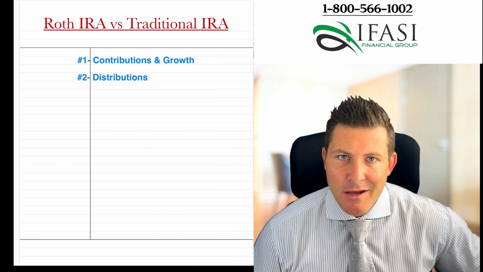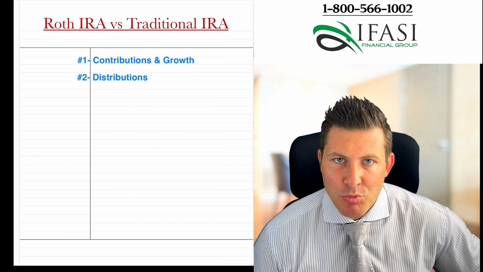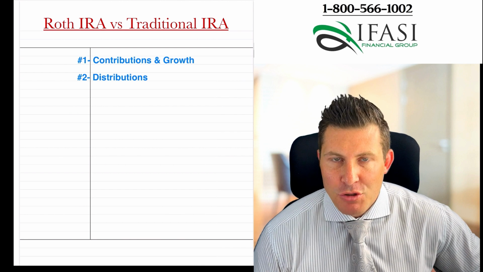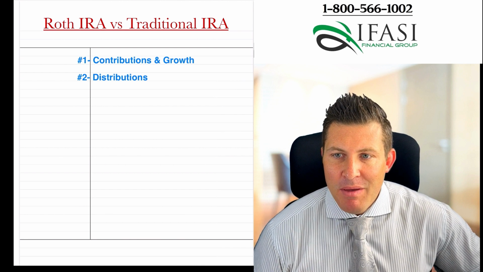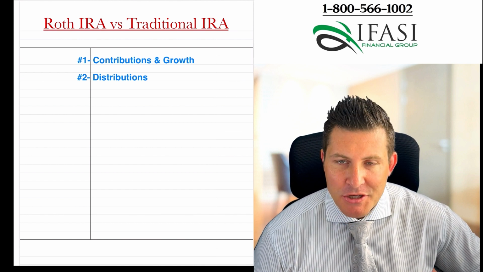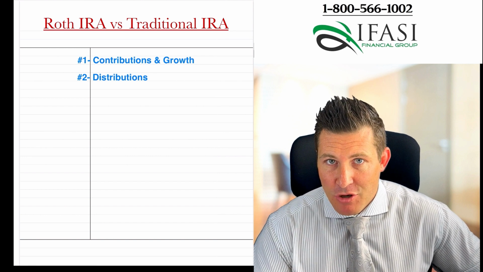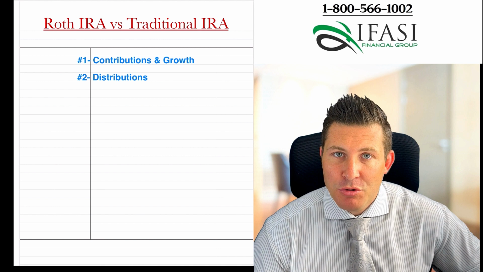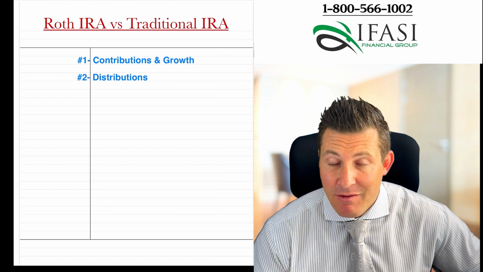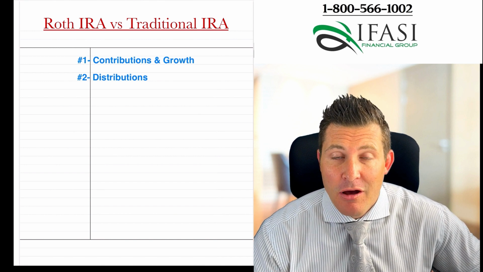The second key takeaway is understanding how the distributions work between a traditional IRA versus a Roth IRA. And what I mean by that is we know with a traditional IRA, the monies are growing tax deferred, and then when it comes time to start pulling monies out, all of your withdrawals are going to be fully taxable. And think of it as if you're making that extra dollar of income for that year.